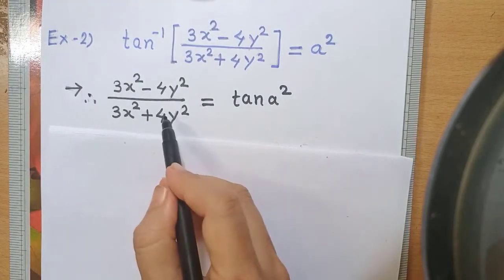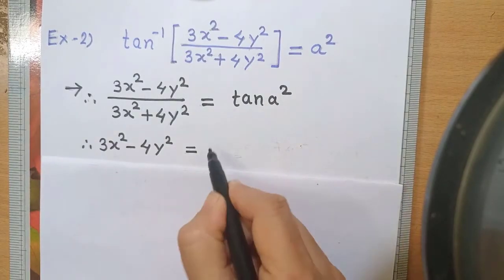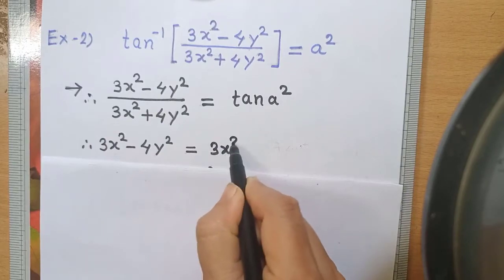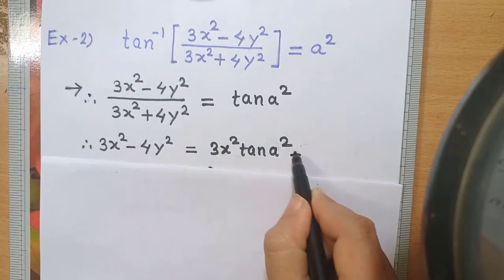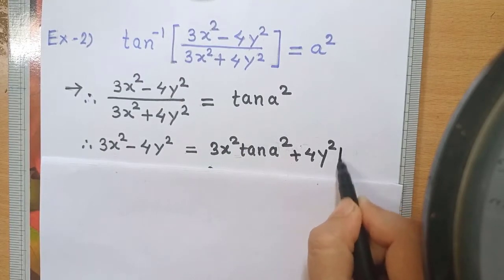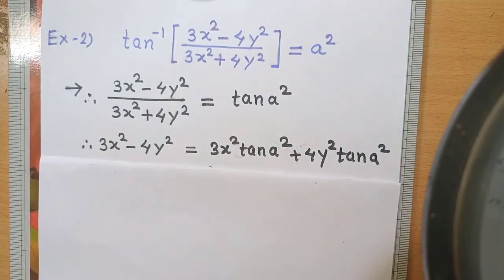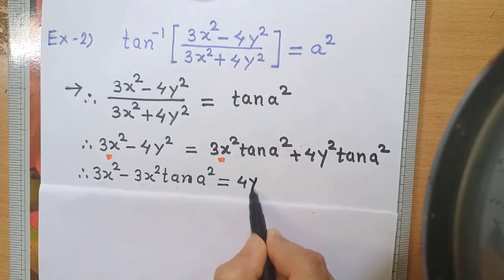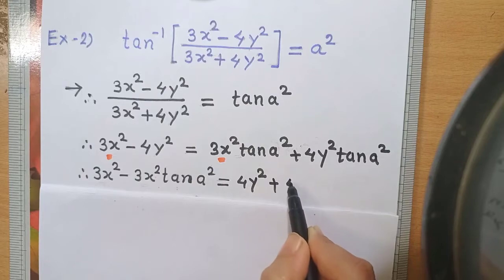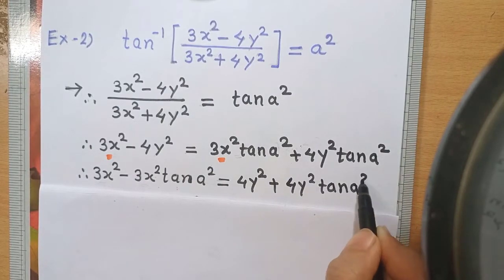Now again multiply this denominator on RHS. Keep numerator as it is. So we have again 3x square tan of a square, and again multiply plus 4y square tan of a square. Now collect x square. So we have this, and again move this y square here. So 4y square plus 4y square tan of a square.